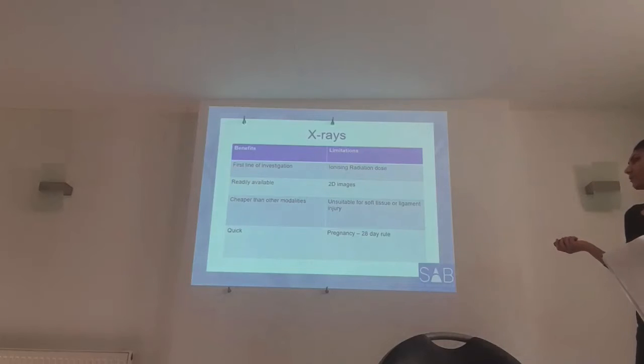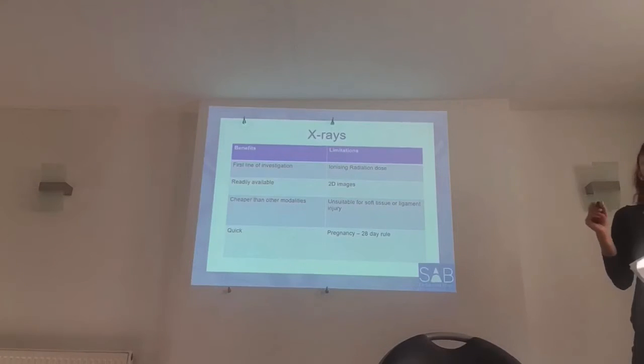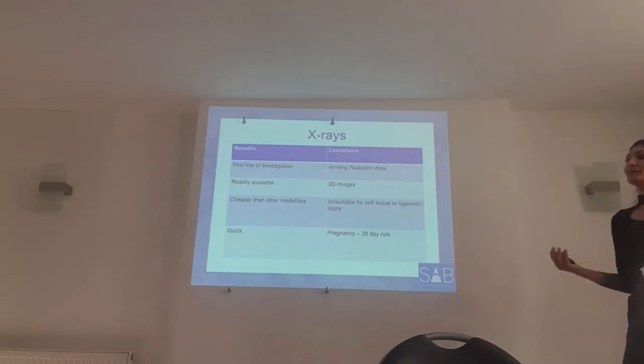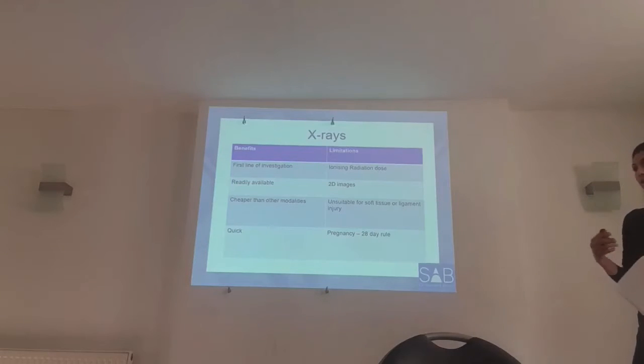So it's unsuitable for soft tissue and ligament injury, although sometimes you can bump up the radiation, which means a high radiation dose to the patient. I have done a few x-rays looking at soft tissue of the neck, which means you have to increase the radiation dose, but it depends on what the referrers ask for. Most often, you can't see any ligament injuries unless it's a complete tear. Then you'll see the distance between the bone and the ligament. Otherwise, you can't. It's not very good at looking at it.